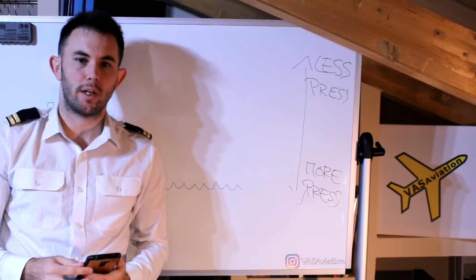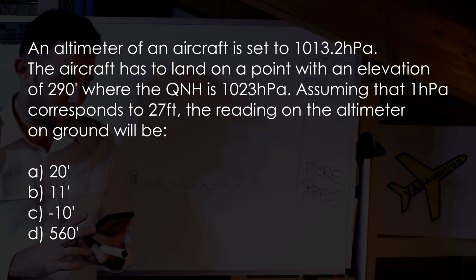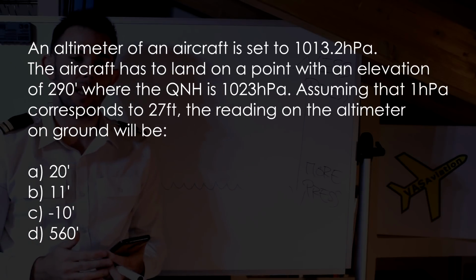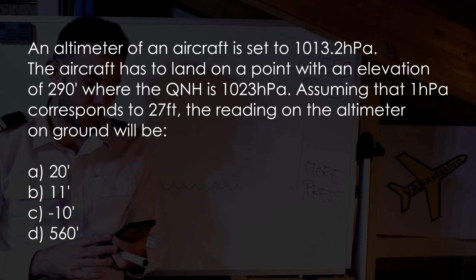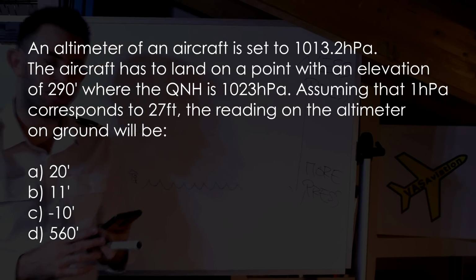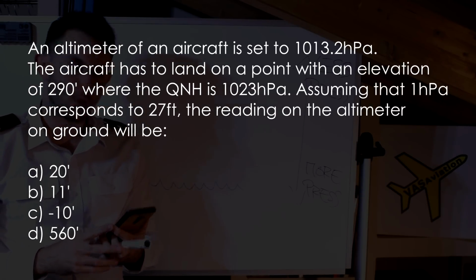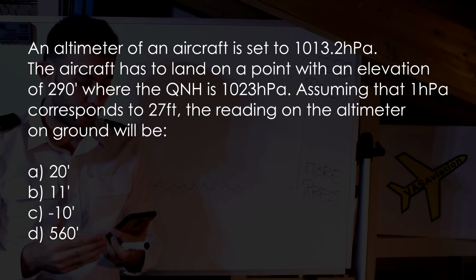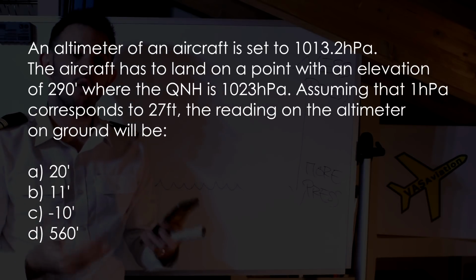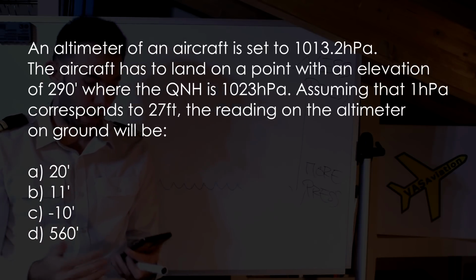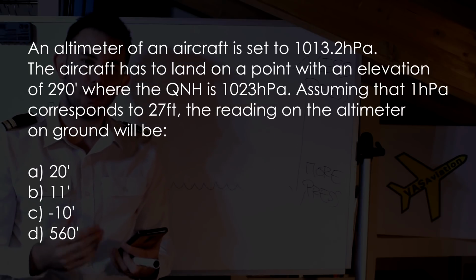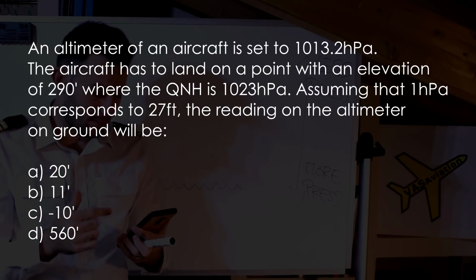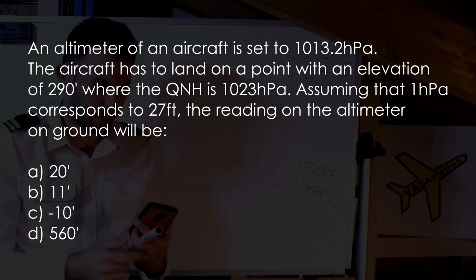Now let's take a look at another question. The altimeter of an aircraft is set to 1013.2 hectopascals, which we know is QNE standard. The aircraft has to land on a point with an elevation of 290 feet, where the QNH is 1023 hectopascals. Assuming that 1 hectopascal corresponds to 27 feet, they're already giving you the pressure gradient, so that's cool. The reading on the altimeter on the ground will be 20 feet, 11 feet, minus 10 feet, or 560 feet.